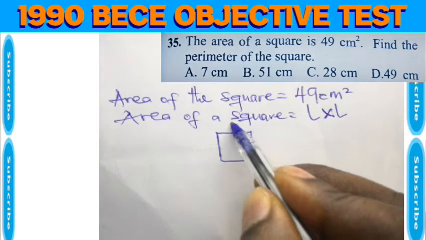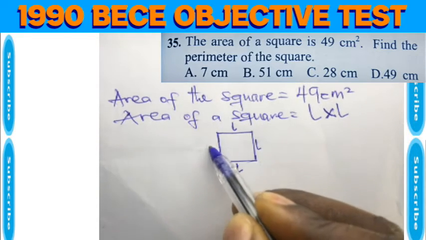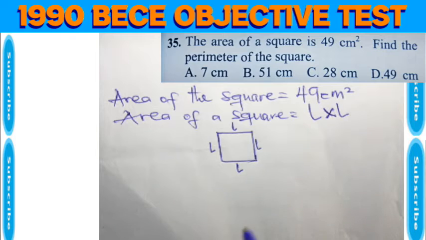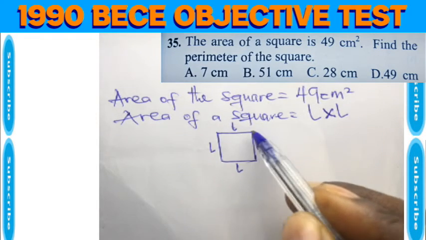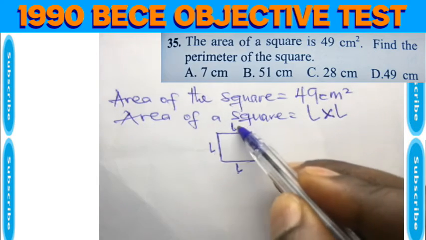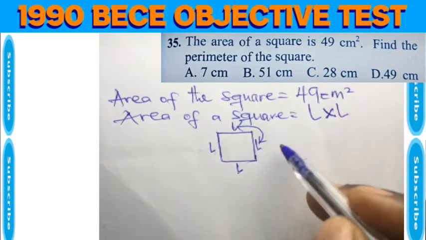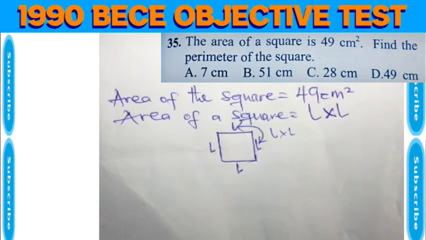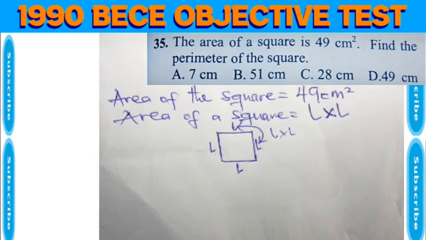So if this side is the length, this side is the length, this side is the length, and this side is also a length, to find the area, just multiply this side by this side. So I go for this: length multiplied by length, so L times L gives you the area of the square. And we've been given the area already. We are not told to calculate the area, but rather to calculate the perimeter of the square. But we will need to calculate the length of one side of the square before we'll be able to find the perimeter.